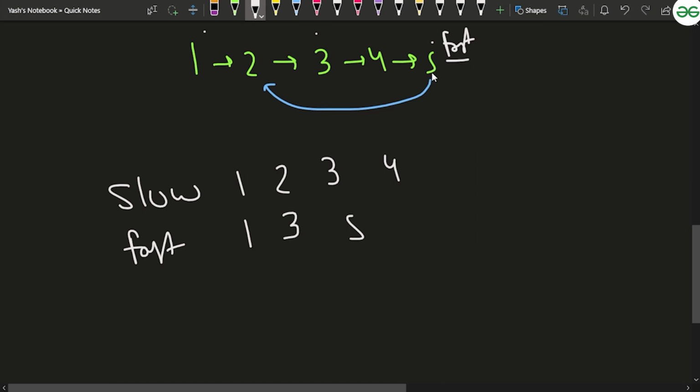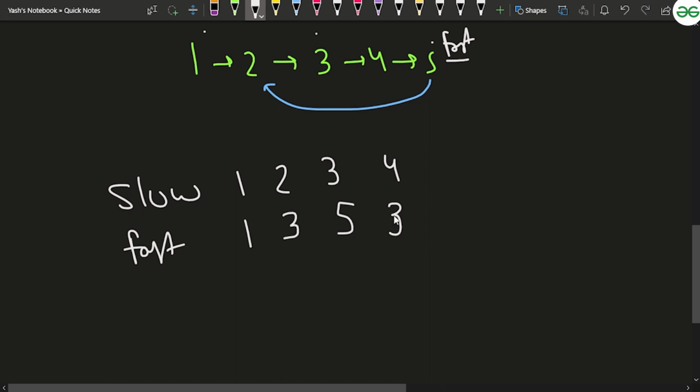And fast was currently standing at 5, right? So if it moves, it always takes jumps of 2, right? It always takes jumps of 2. So if it is standing at 5, it will take jumps of 2. So if it takes a jump of 1, it will reach 2. If it takes a jump of 2, it will reach this node 3, right? So it reaches this node 3.